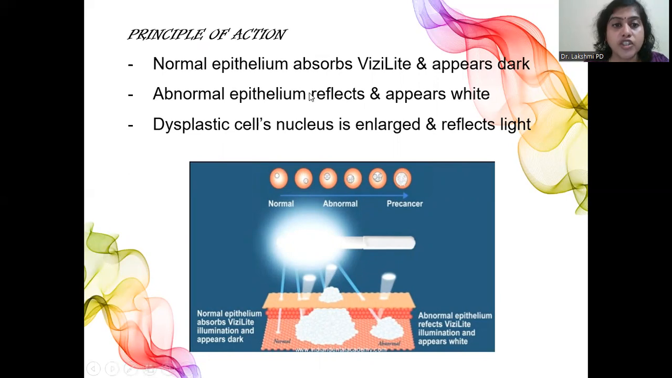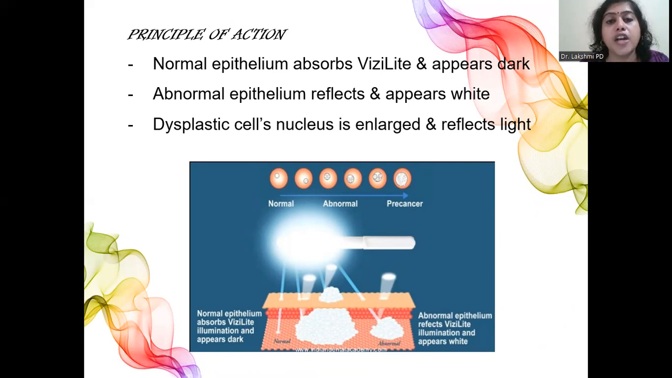So the principle of action, like I mentioned over here, is that normal epithelium is able to absorb the VC light, that is your chemiluminescent light, and it will still appear dark. However, your abnormal epithelium has dysplastic cells, and definitely one of the features of a dysplastic cell is an enlarged nucleus, right? Your nucleus-cytoplasmic ratio is different. So your nucleus is really large as compared to your cytoplasm.